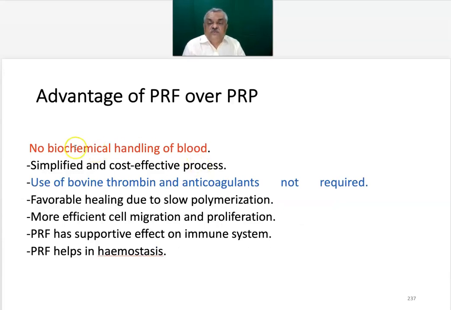Now, there is no biochemical handling of blood. It is a simplified, cost-effective process. Use of bovine thrombin and anticoagulants is not required. There is a favorable healing due to slow polymerization. More efficient cell migration and proliferation is seen. PRF has a supportive effect on the immune system, and it also helps in hemostasis.